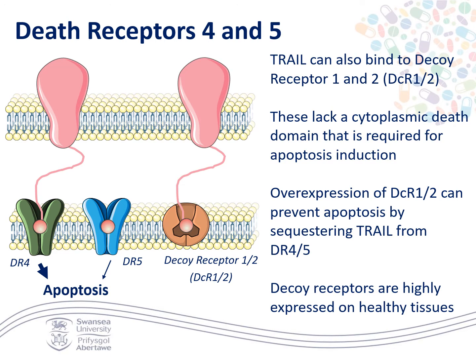Decoy receptors are actually very highly expressed on healthy tissues because we have homeostatic balance. We want to ensure that our immune effector cells are not triggering healthy tissue to die. And as a result, we have a high expression of decoy receptors in healthy tissues to make sure that we do not have inappropriate cell death.